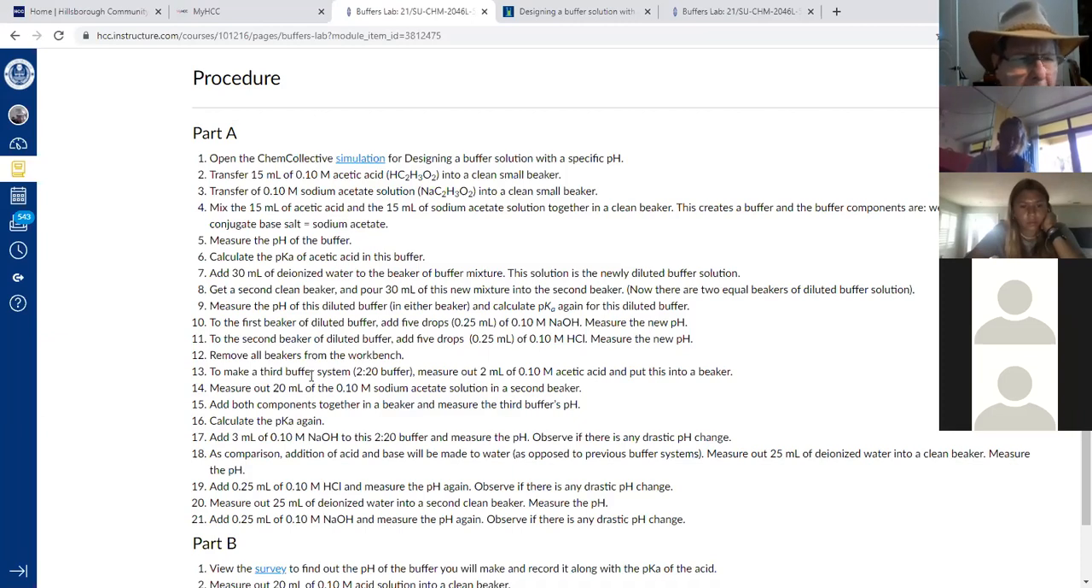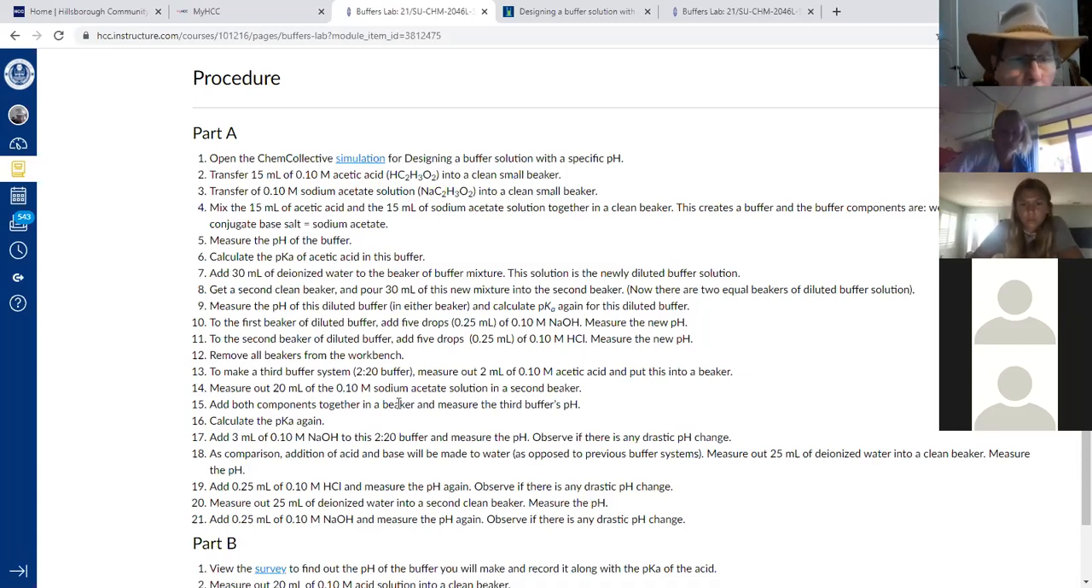You're going to make a third buffer. To this, though, you're going to measure out 2 milliliters of the acetic acid, and you're going to put 20 milliliters of sodium acetate in the beaker. You're going to mix them in, and you're going to determine this pH. You're going to calculate the pKa again.